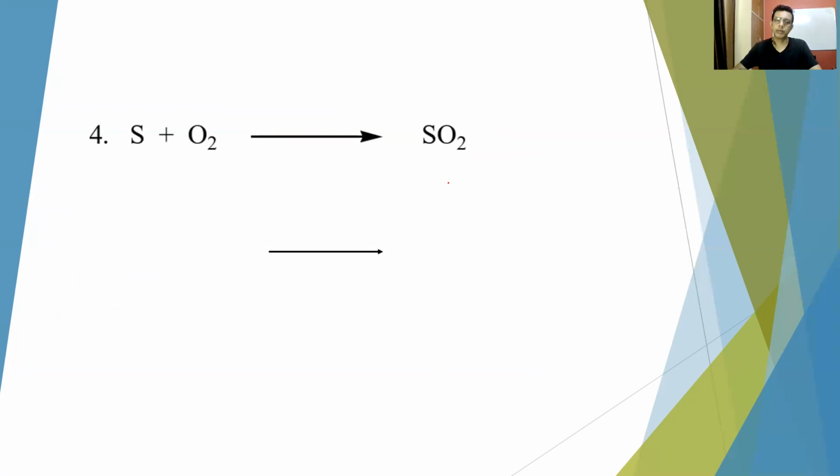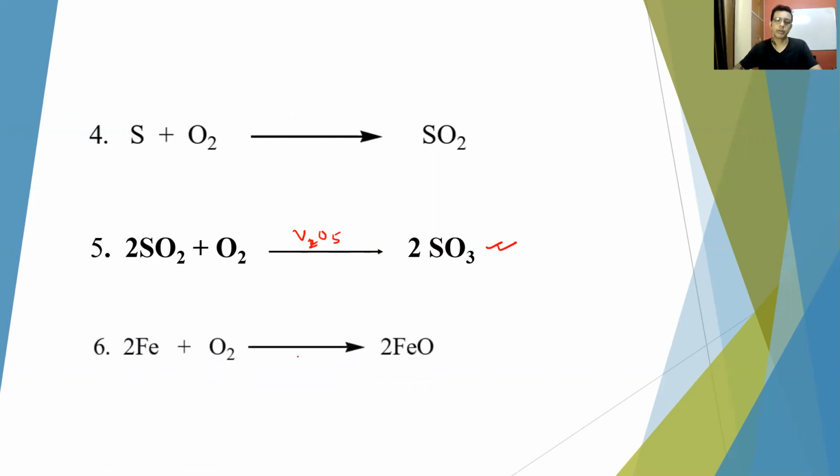So this is another example of combination, sulfur burnt in oxygen to give sulfur dioxide. The sulfur dioxide is oxidized to give sulfur trioxide. Here a catalyst, vanadium pentoxide, is required. V2O5 is vanadium pentoxide. And we'll learn in higher classes that this is a very important reaction for the preparation of sulfuric acid in a process which is called the contact process. Then iron reacts with oxygen to give iron oxide. So these are some examples of combination reaction. You'll get some other examples in the book, but combination reactions are reactions where more than one reactant combines, but only one product is formed.